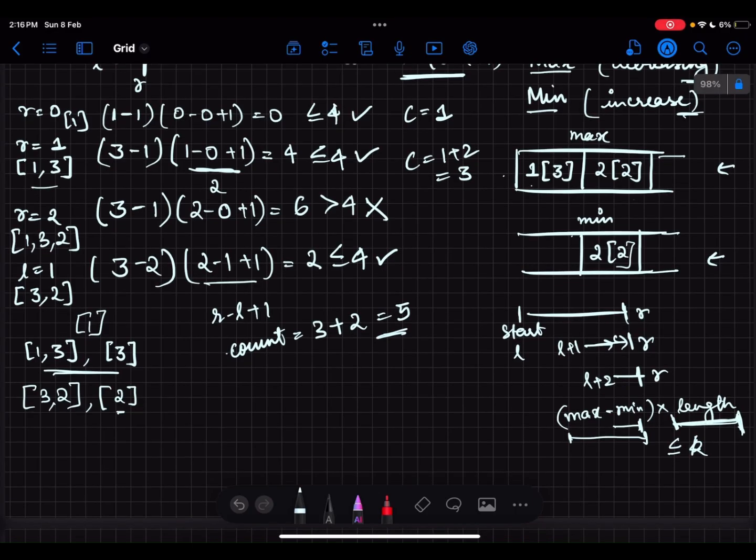Reiterating, in a max DQ, if a bigger number appears which needs to be added, all elements in front of it need to be removed because they can never be maximum again. Similarly, for min DQ, it's the opposite. If a smaller number appears that needs to be added, all the elements in front of it need to be removed which are larger than it because they can never be the minimum again.